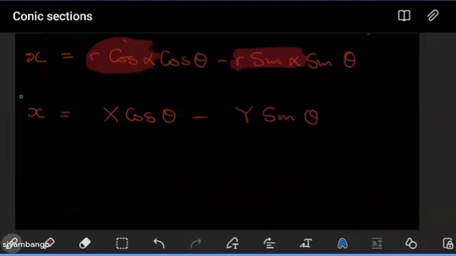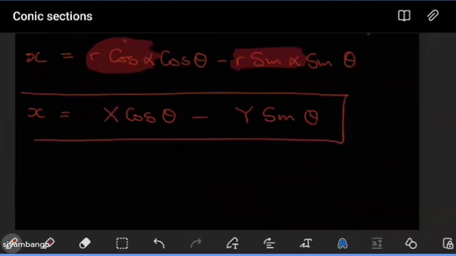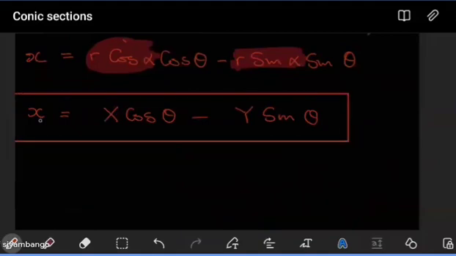So this becomes the expression that relates the x coordinate to the rotated x and y coordinates when an axis is rotated through an angle theta. Any questions here? Are we okay?